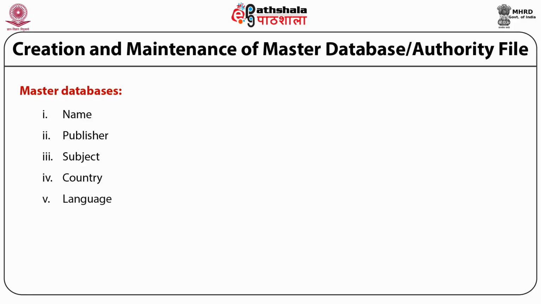Number 5, language. This file contains entries for languages and their 3-digit codes as per the ISDS manual. Number 6, physical media type.